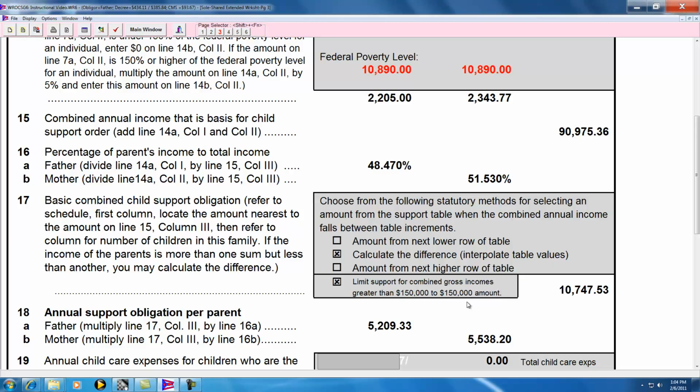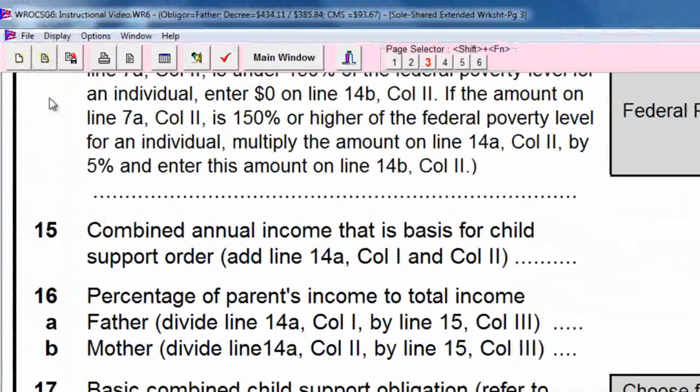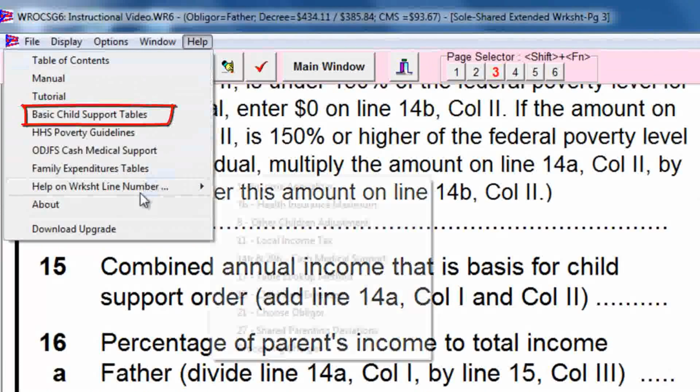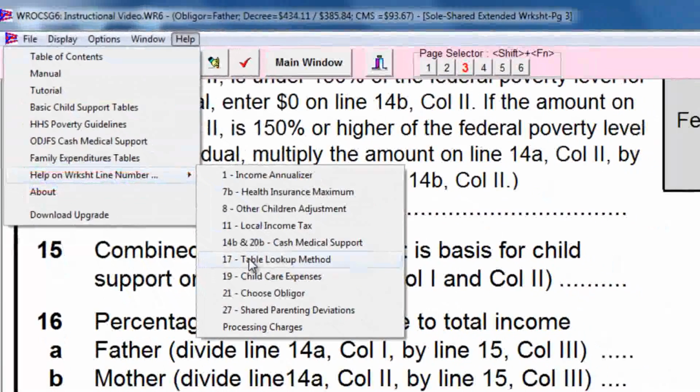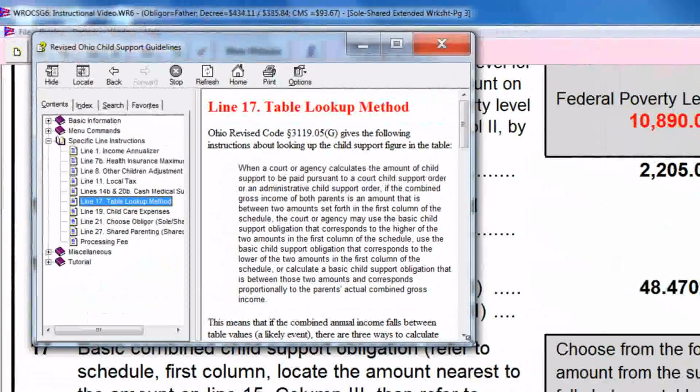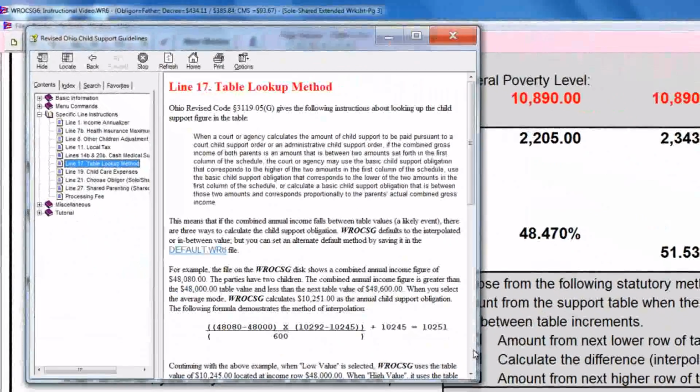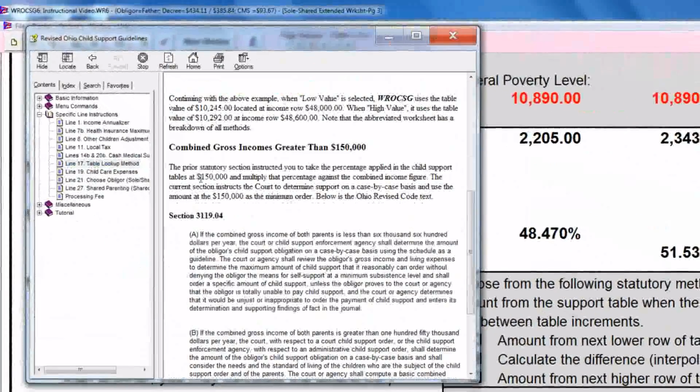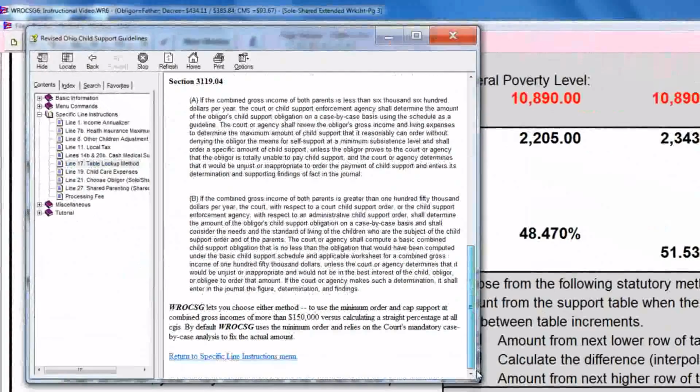So regardless of what checkbox you select, it's not going to be a critical entry because there's not that much difference between the lowest and the highest. I think it makes most sense, like I said, to use the interpolated value represented by the second checkbox. The tables, by the way, can be viewed by going to the Help menu and selecting Child Support Tables. You can also visit the Line 17 Help topic from the Help menu and review the section of the Ohio Revised Code that deals with the 3-table lookup methods, as well as what to do when the party's combined income exceeds $150,000.